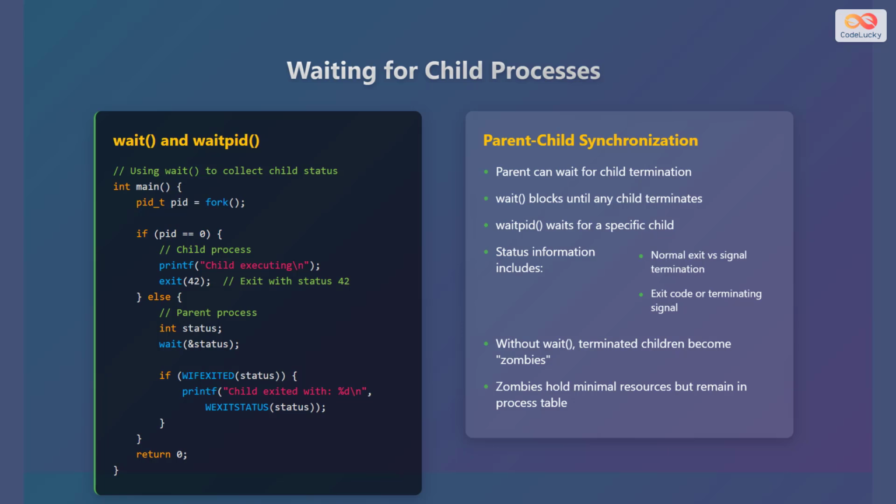When a child process terminates, it returns a status code that indicates whether it exited normally or was terminated by a signal. The parent process can retrieve this status code using macros such as wifExited and wExitStatus. If a parent process does not wait for its child processes to terminate, the terminated child processes become zombie processes. Zombie processes consume minimal system resources, but remain in the process table until the parent process reaps them.